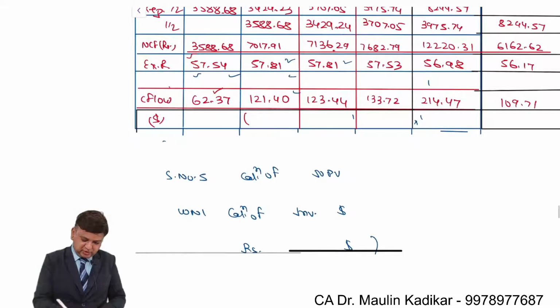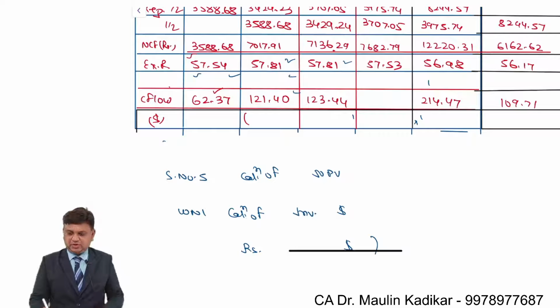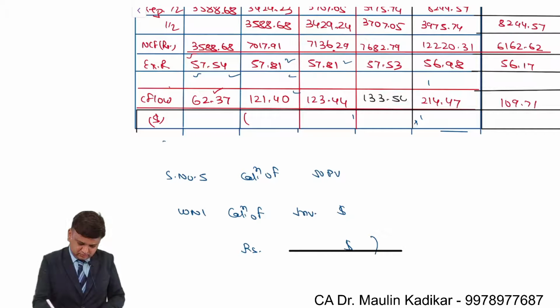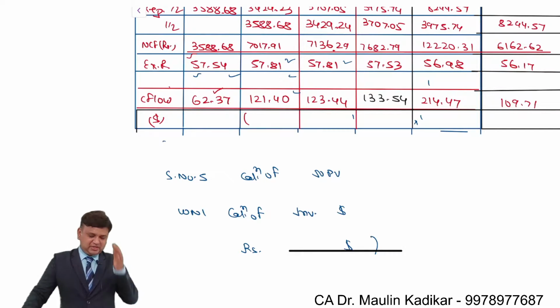Friends, over here in the fourth year, it is 7682.79 upon 57.53. So it is 133.54. That is the tax liability that you have. Sorry, the cash flows.